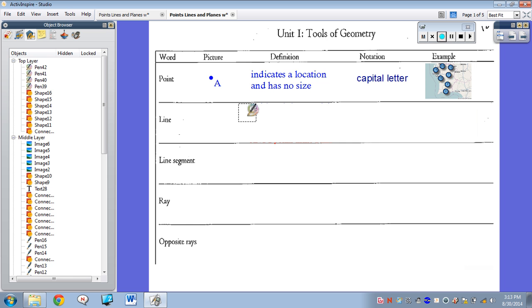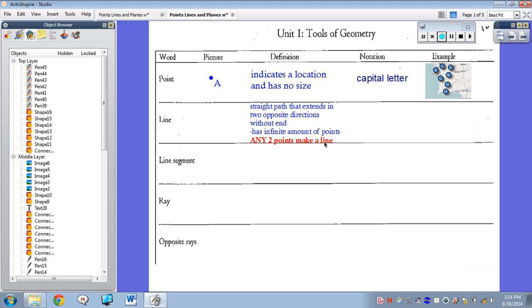A line. A line is a straight path that extends in two opposite directions without end. So it's a straight path that goes forever in two directions. Since it goes forever in two directions, it has an infinite length, and it also has an infinite amount of points on that line. But in order to create a line to begin with, you need at least 2 points.